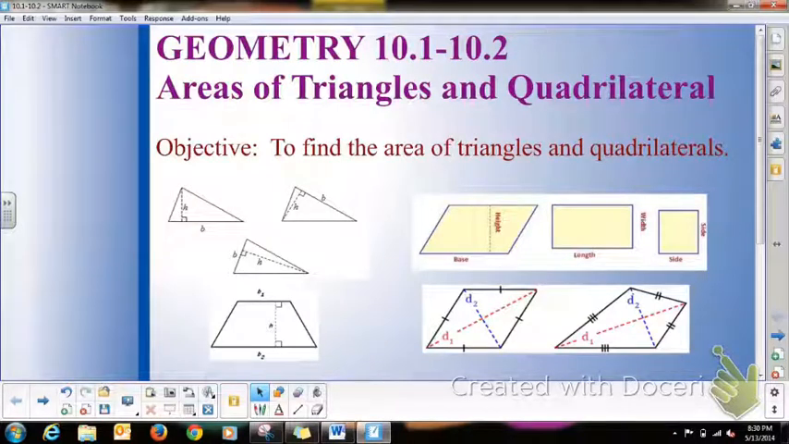This is sections 10.1 and 10.2, areas of triangles and quadrilaterals. Our objective is to find the area of triangles and quadrilaterals. We've already done a lot of this in preparation for our MCAS exam.